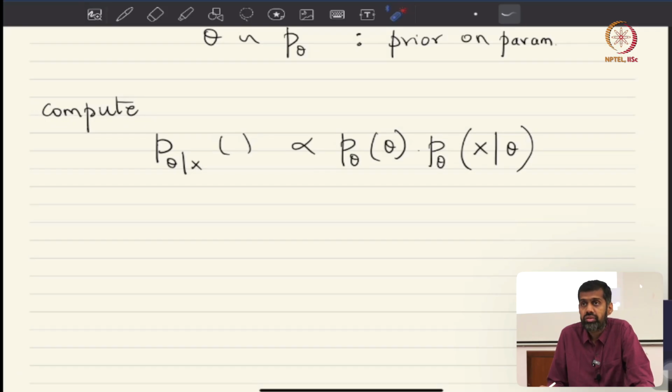In the Bayesian methods, typically the belief is over the parameters, not over latent variables. There are methods which incorporate belief over latent variables as well, which we will see later, but for now the belief is over theta.